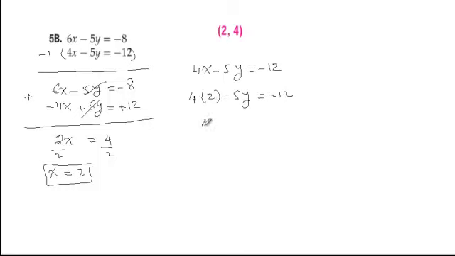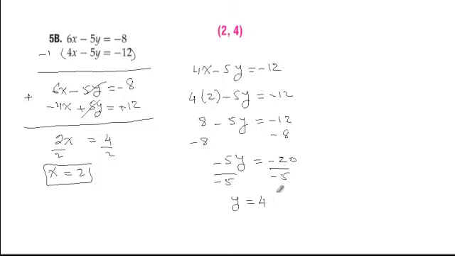So 4 times 2 is 8, minus 5y is equal to -12. Now we need to eliminate 8, so we take it to the other side. We do -8 minus 8, then minus 5y equals -12 minus 8, and you get -20. Divide by -5 on both sides, then y is equal to, negative by negative is positive, 20 divided by 5 is 4. So we have x equal to 2 and y equal to 4, which is matching the answer that we have here.